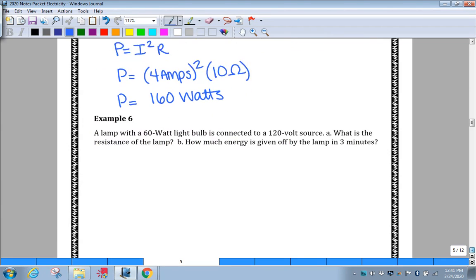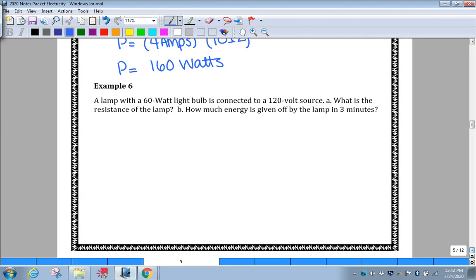Okay, so try number 6, pause the video, and I'll go through it in just a minute. So number 6 says a lamp with a 60-watt light bulb is connected to a 120-volt source. Okay, so power is in watts, voltage is 120. It says, what is the resistance of the lamp? So that is part A of this question. Part B is how much energy is given off by the lamp in 3 minutes. So they're giving us a time period. They're asking us for energy. And remember, that is W, work.